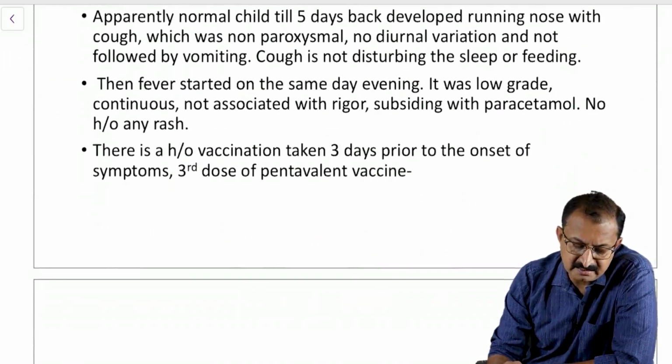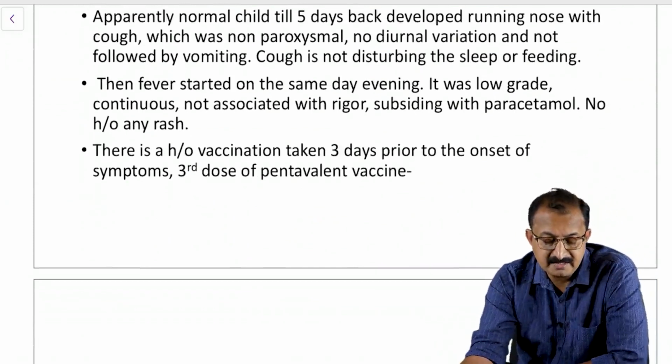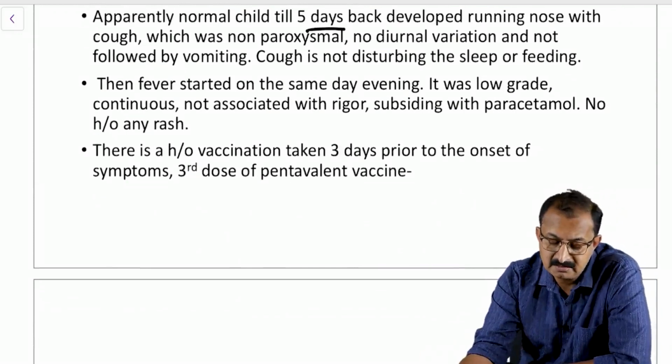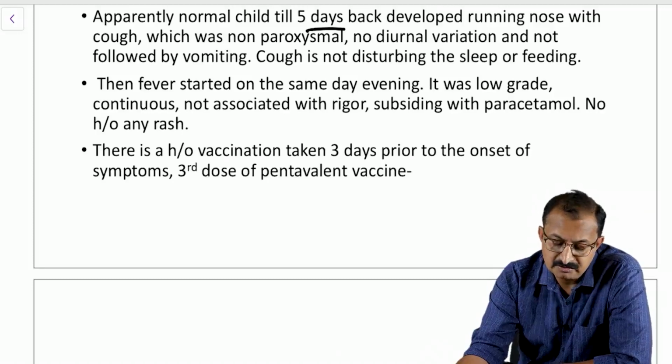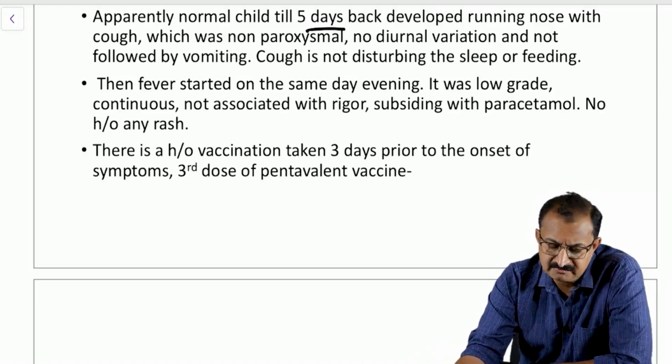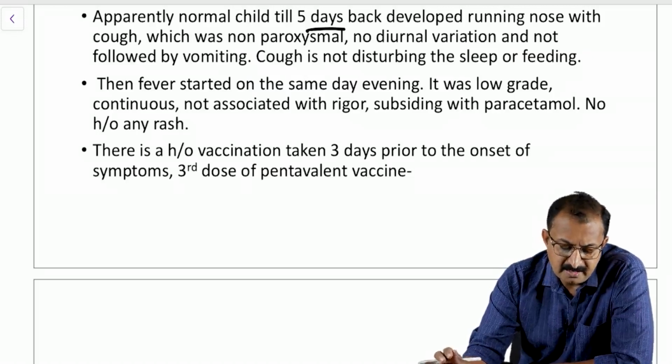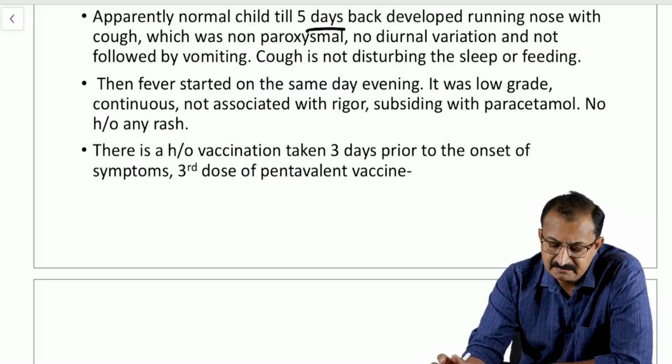In the history of present illness, the baby was apparently normal till 5 days back and developed running nose with cough which was non-paroxysmal, with no diurnal variation, that means there is no significant difference during daytime and night hours, and no post-tussive vomiting. Cough is not disturbing the sleep or feeding. And the fever started the same evening, which was low grade, continuous, not associated with rigor, and subsiding with paracetamol. No history of any rash.